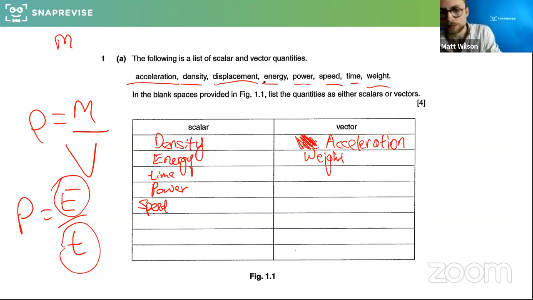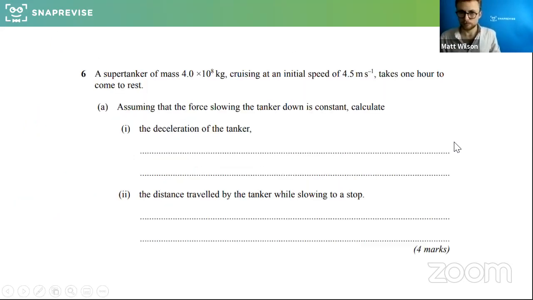And that leaves displacement. What do we think for displacement? Yeah, absolutely right. Okay, good. Well done, everyone. So that's us warmed up. Let's have a go at this question.